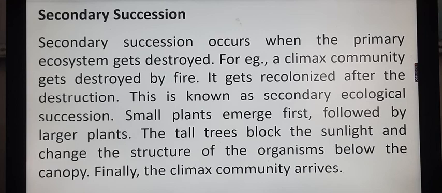So with this, we have completed our chapter on ecosystem.